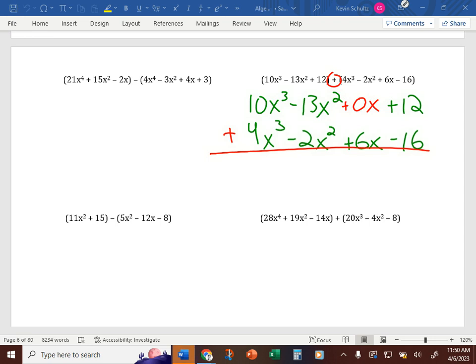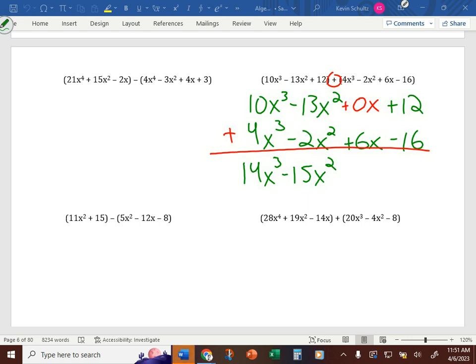And so when I add these, 10x cubed plus 4x cubed is 14x cubed. Negative 13 plus negative 2. It can always be a little bit trickier dealing with the negatives, but negative 13 plus negative 2 is negative 15x squared, right? Adding a negative is the same as subtracting, and negative 13 minus 2 would be negative 15.